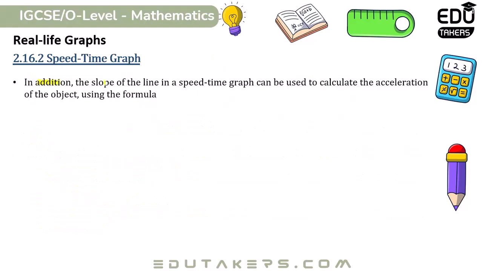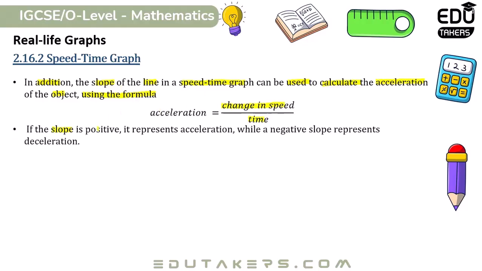In addition, the slope of the line in a speed time graph can be used to calculate the acceleration of the object using the formula. Acceleration is change in speed over time. If the slope is positive, it represents acceleration, while a negative slope represents deceleration. If the slope is zero, the object is moving at a constant speed.